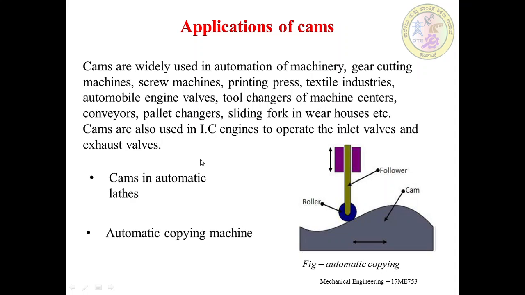And next we'll go for application of cams. Cams are widely used in automation of machinery, gear cutting machines, screw machines, printing press, textile industries, automobile engine valves, tool changers in machine centers, conveyors, pallet changers, sliding fork in a warehouse, etc. Cams are also used in IC engines to operate inlet valves and exhaust valves. And then cams in automatic lathes, and automatic copying machine.